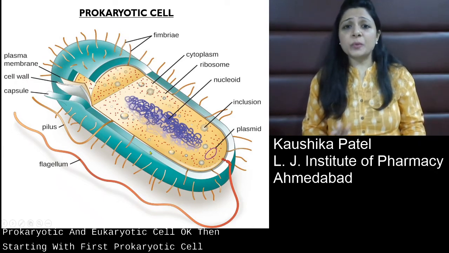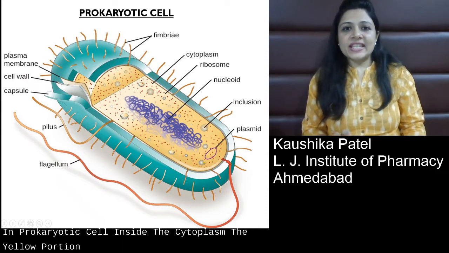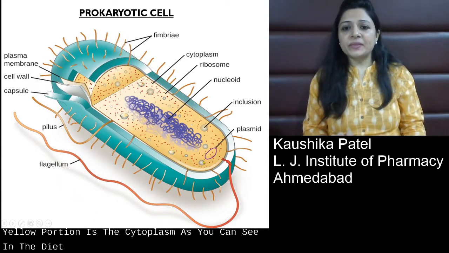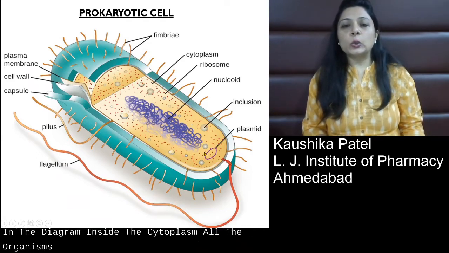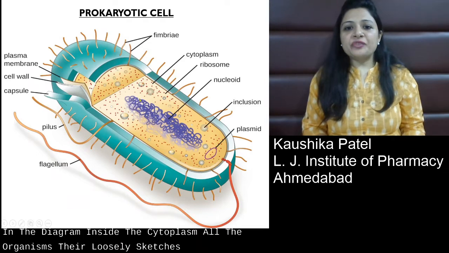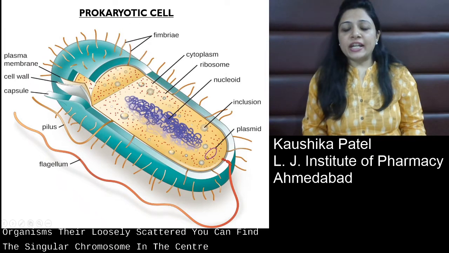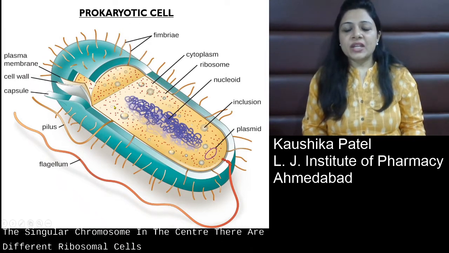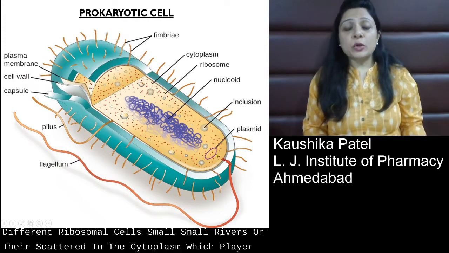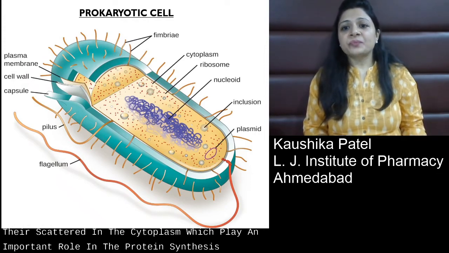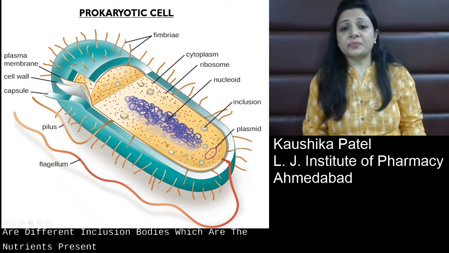Now what is present in a prokaryotic cell? Inside the cytoplasm, the yellow portion is the cytoplasm, as you can see in the diagram. Inside the cytoplasm, all the organelles are loosely scattered. You can find a single chromosome in the center. There are different small ribosomes scattered in the cytoplasm, which play an important role in protein synthesis. There are different inclusion bodies which are the nutrients present.